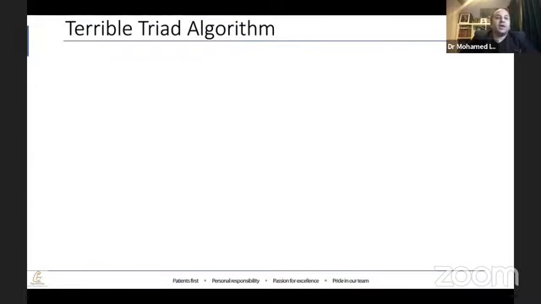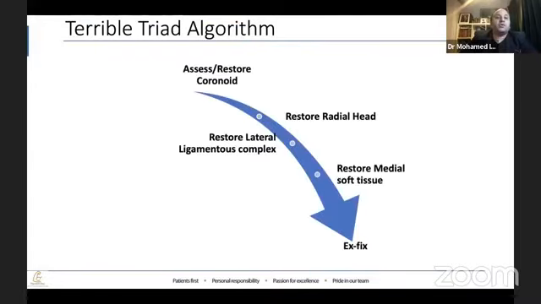The algorithm we use where we are: you restore the coronoid first. You can access that through a lateral, or a medial and lateral approach, or a posterior approach, the modified Wrightington approach. It's all dependent on the amount of displacement and the morphology of the fracture. After restoring the coronoid, you restore the radial head, and then I repair the lateral ligamentous complex and assess. If you need to, then you can restore the medial soft tissue. If all that fails and the patient is still unstable, X-fix.